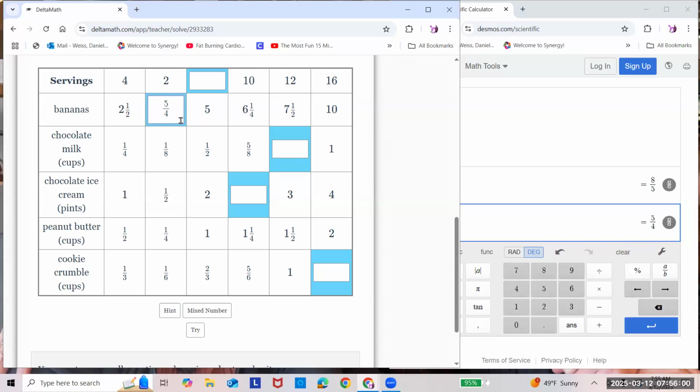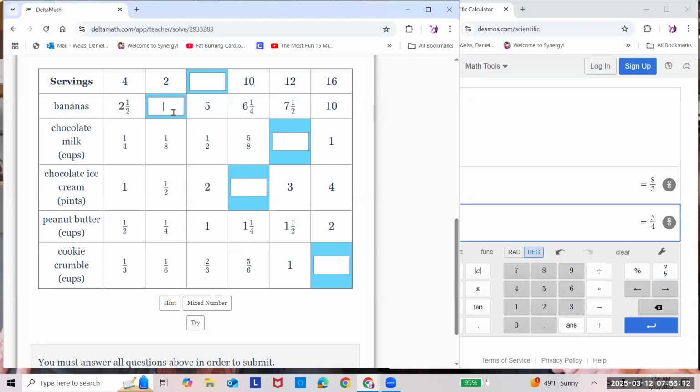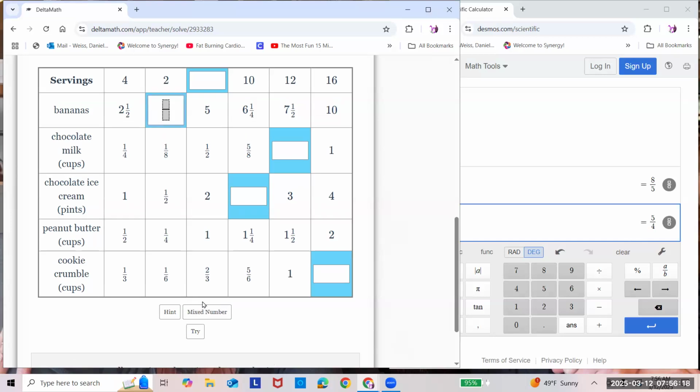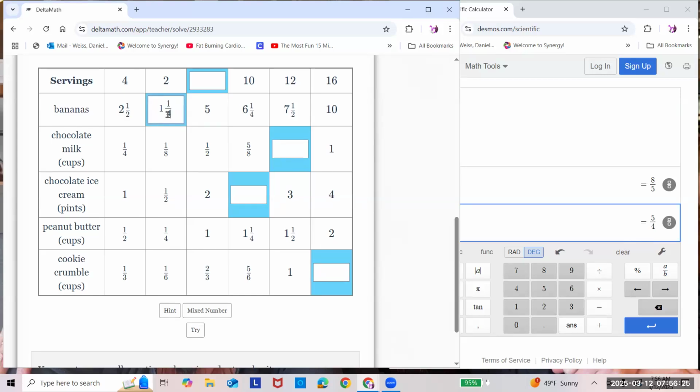Okay. So that's, and you can leave it as an improper fraction. If you prefer, right, 5 over 4 is the same as 1 1/4. So if you prefer, you could click this mixed number key down here, all right, and you can put 1 and then 1 here and 4 here.